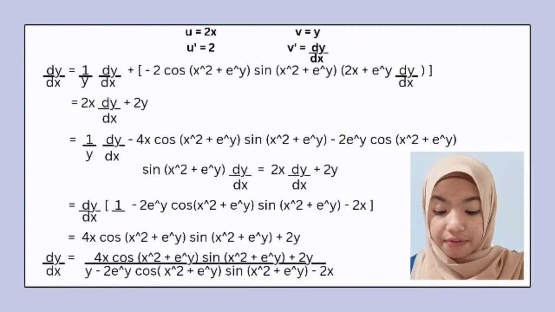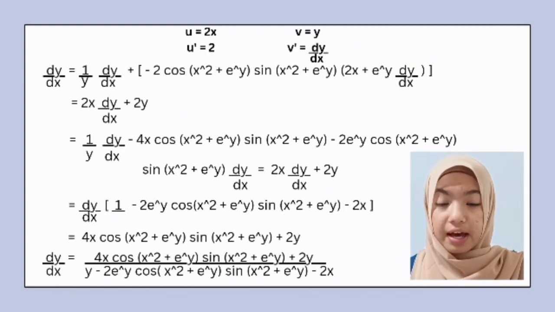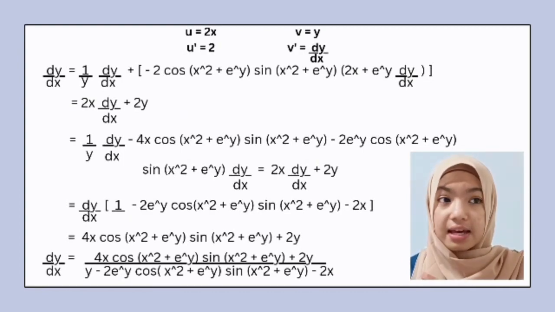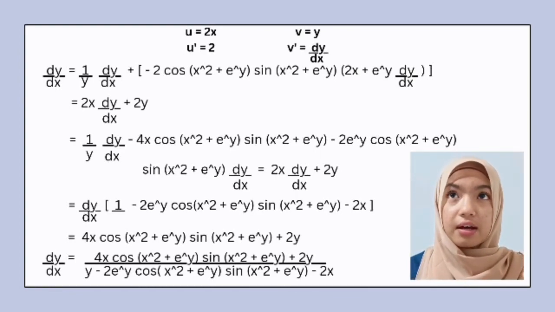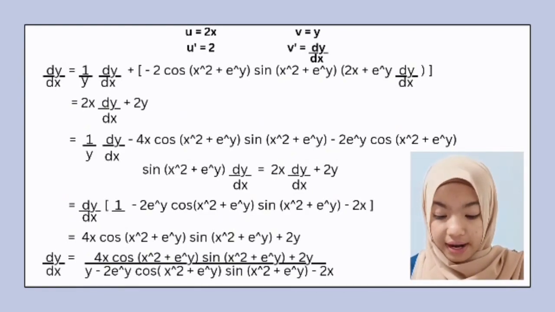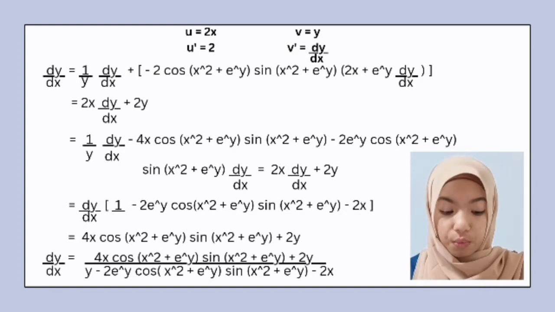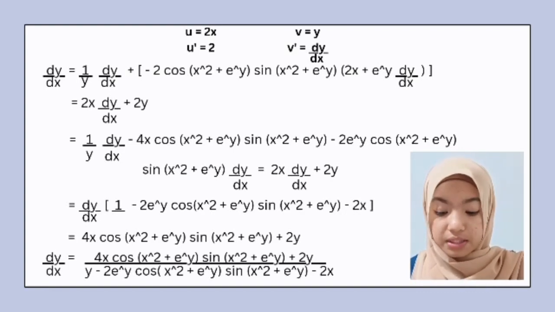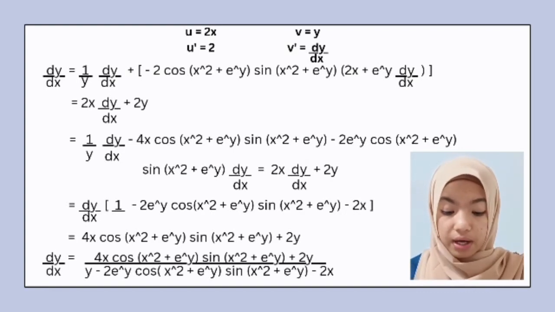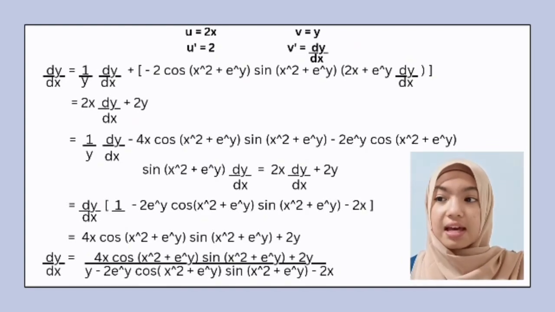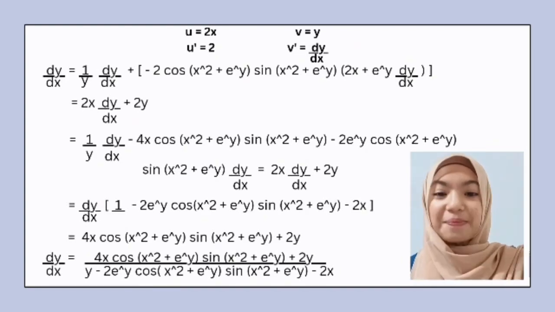And then after we rearrange it by having dy/dx and without dy/dx, next we have dy/dx as our main subject. So those not relevant to dy/dx, we put all of them on the right side. So it will become 4x cos(x² + e^y) sin(x² + e^y) plus 2y, divided by all of those, that is 1/y minus 2e^y cos(x² + e^y) sin(x² + e^y) minus 2x. And that is our last answer. So thank you.